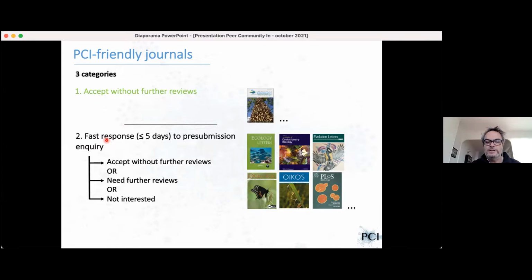The second category of PCI-friendly journal is a category of journals that will give you a very fast response, usually in less than 5 days, to a pre-submission inquiry that you can make as authors. The editor-in-chief of the journal will tell you that they accept your article without further reviews, or that they will need further peer reviews, or that they are not interested in your article. But you will know these three answers in less than 5 days, so this is very fast. There are many journals currently in this category, including some top journals in biology and ecology.